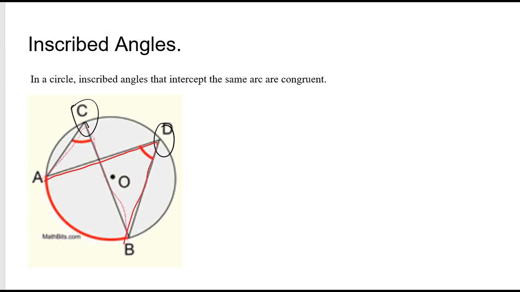So you can see angle C and angle D both go to the same arc. If they go to the same arc, that means C and D have to be congruent. That's what this is talking about. If they converge onto the same arc, the two separate angles have to be congruent. And we're going to apply this to some problems.